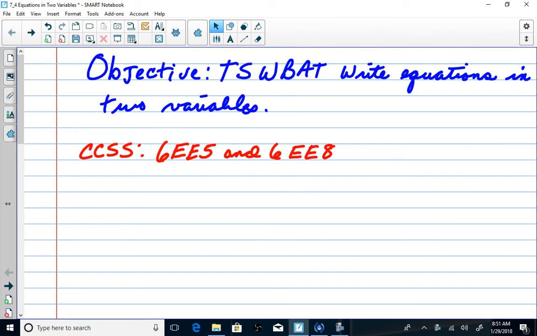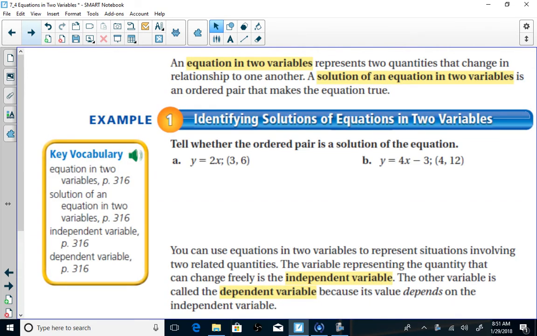Okay, today's objective is the student will be able to write equations in two variables. There are two standards that we're working with today, 6.EE.5 and 6.EE.8. Some vocabulary that we'll need to know for the lesson.